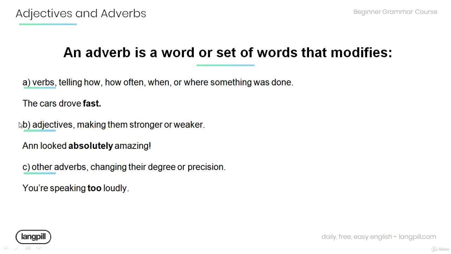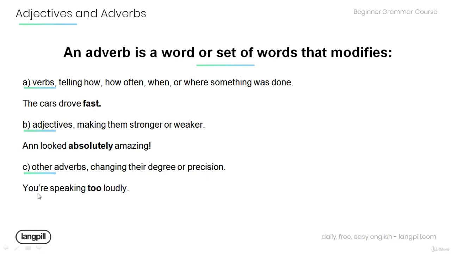B, an adverb is also used to modify adjectives, making them stronger or weaker. Have a look at the example below. Anne looked absolutely amazing. The adverb absolutely modifies or describes the adjective amazing. How amazing?